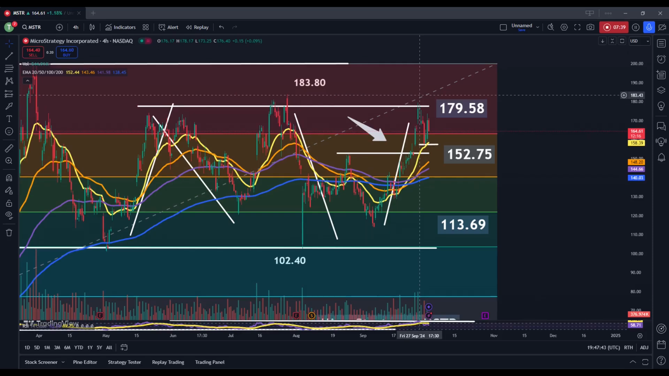So here's the current stock market update from MicroStrategy Incorporated, stock ticker MSTR.